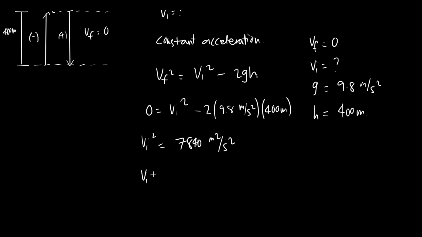So v initial is just equal to the square root of 7840 meters squared per second squared. The square root of 7840 is just equal to 28 square root of 10, in meters per second. So this is now our final answer.